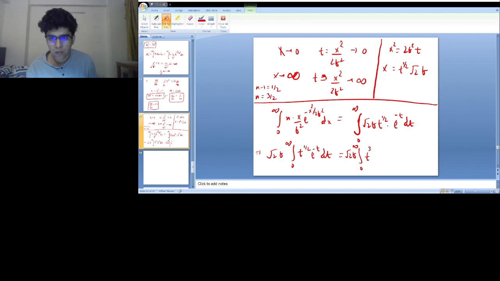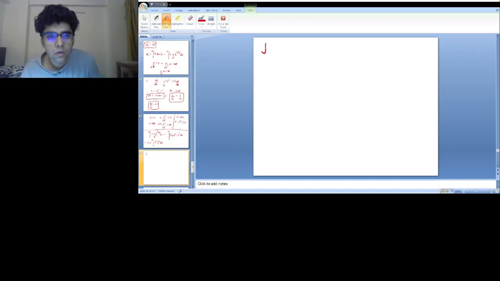So this becomes t^(3/2) e^(-t) dt. 3/2 minus 1, wait, let me just go to the next page. So I'm left with this term, just remember this term. So this becomes root 2b, integral from 0 to infinity, t to the power half e to the power minus t dt. So this gives me root 2b.